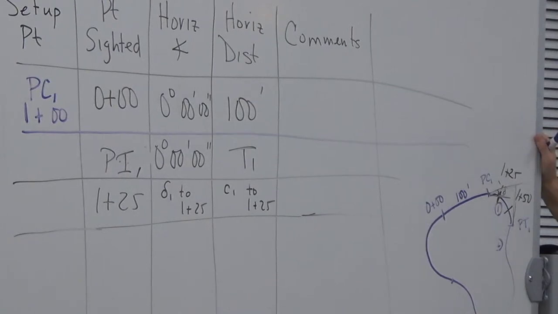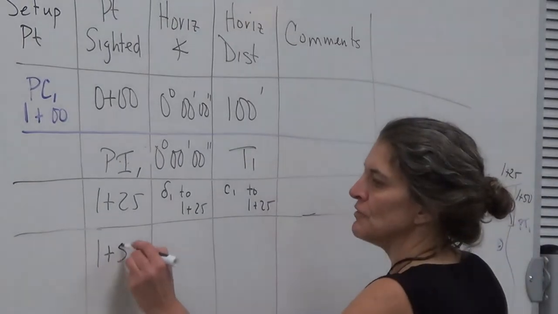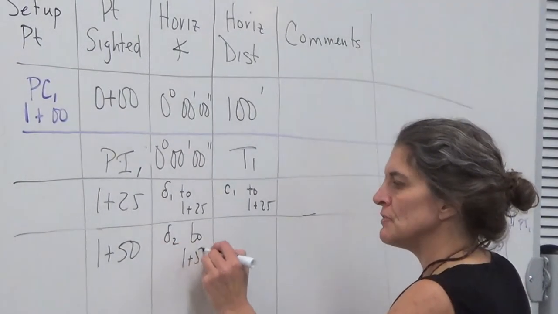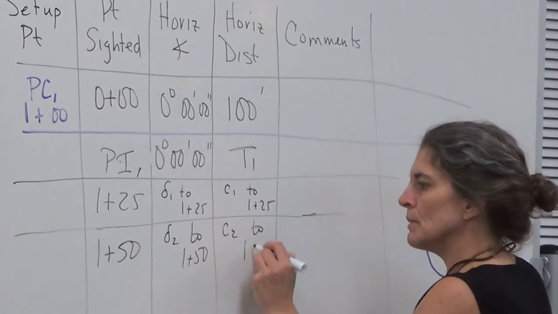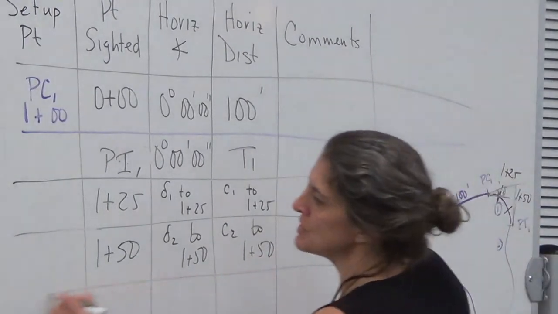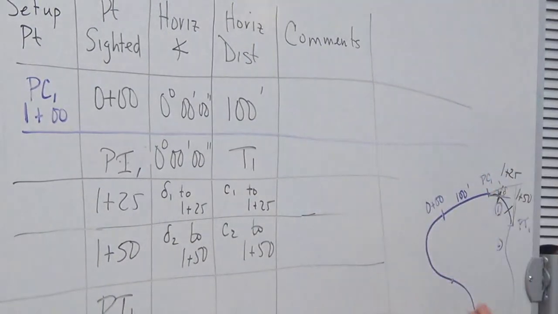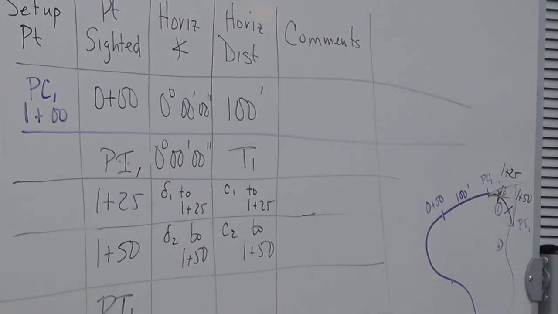Okay, what's the next point you're going to cite? The next point along the curve, 1 plus 50, right? So 1 plus 50, and then it would be the deflection angle to 1 plus 50, chord length to 1 plus 50, and then let's just say the next point is the PT1. Stop me if I'm going too fast.